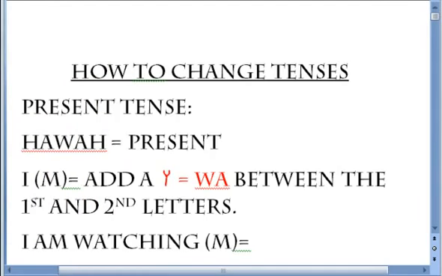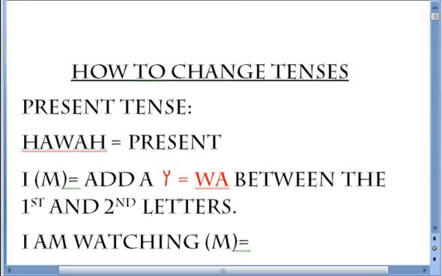Shalom Akim. Today's lesson we're going to go into how to change the tenses in Hebrew. You have three tenses: the present tense, the past tense, and the future tense. Today we're going to be dealing with the present tense, and we're going to go through some examples to show you how to change the tense.